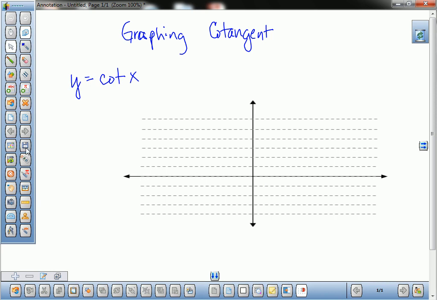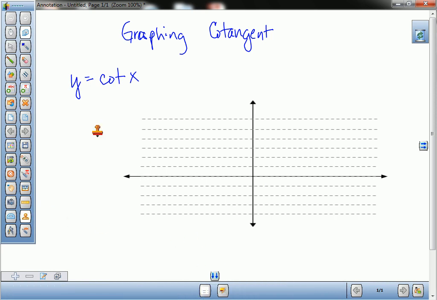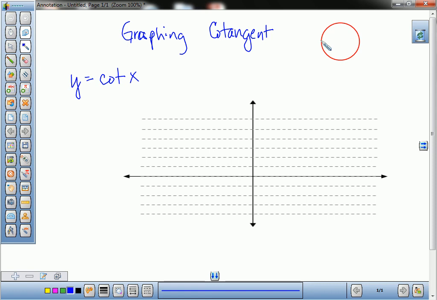All right, and we're also going to think about this as it relates to the unit circle. So I'm going to draw a quick unit circle up here for us to look at. So let's think about these values here. And as you can imagine, they kind of relate to what we did with tangent.